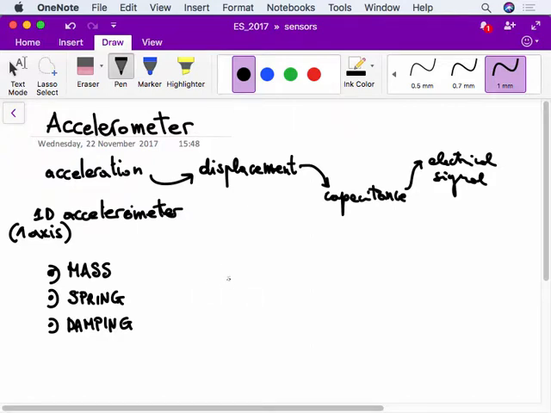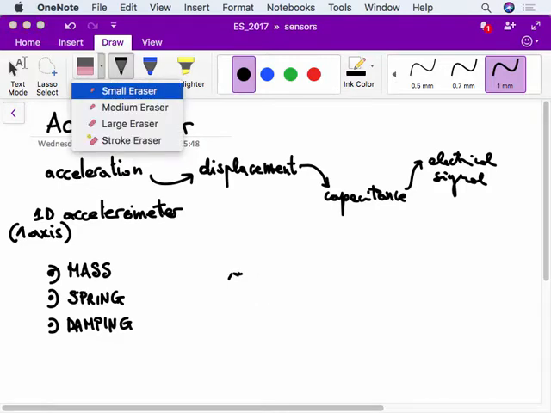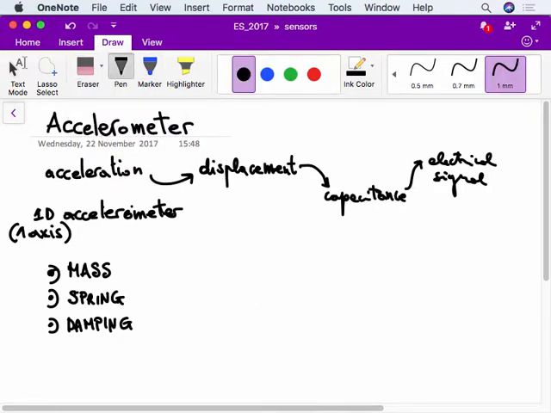So the situation is the following. This is a description only in terms of the basic principle of operation, and later we will look at how this basic principle of operation is implemented in a practical accelerometer. But the situation is the following. This is the mass, and the mass must be connected through a spring with an external case. So this box is the case of the sensor.